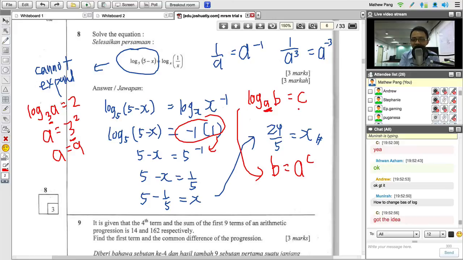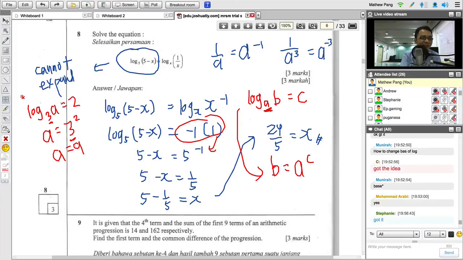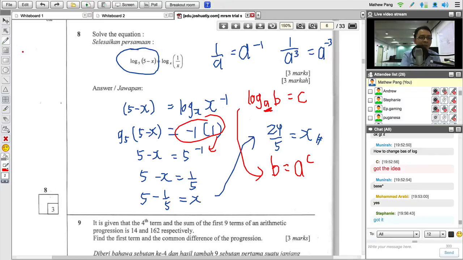How to change the base of a log? Let's say I have log_A B and I want to change to base C. It's very simple. First, you draw a line. Let's say I want base Z: log Z over log Z. The bigger value, I write on the top. The smaller number, which is the base, I write at the bottom. Then the process is done. This is how we change base.